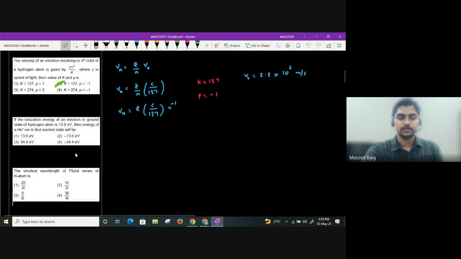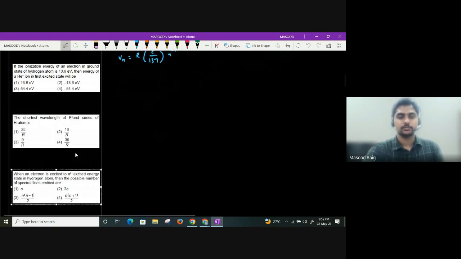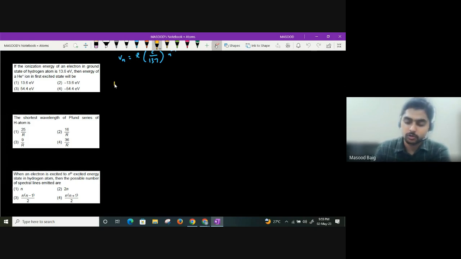Then what they have given in the next question. If the ionization energy of an electron in the ground state is given as 13.6, then find the energy of He plus ion in the first excited state. Always remember, we have something called ionization energy in the nth orbit, which is given as n square by Z into E naught, where E naught is the energy in the ground state. So what will be the first excited state? It means it is the second state, guys. So they are asking for the second state in He plus ion.